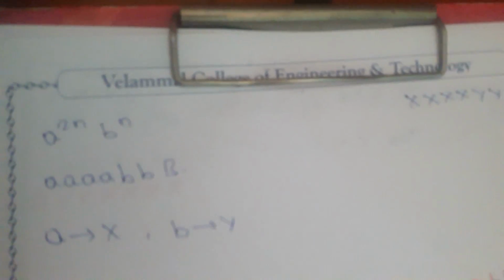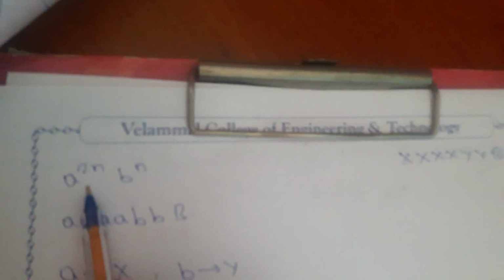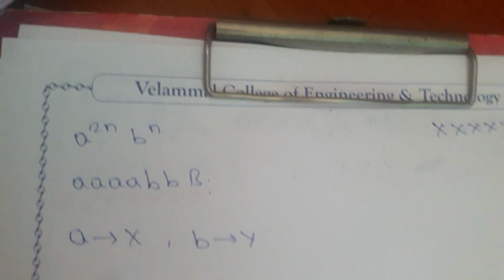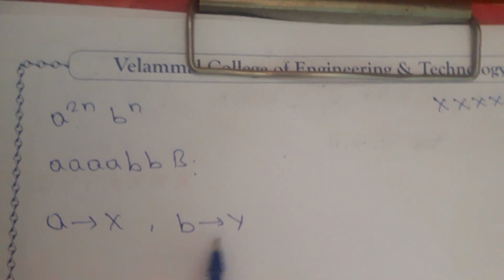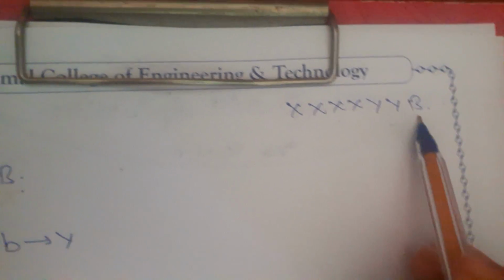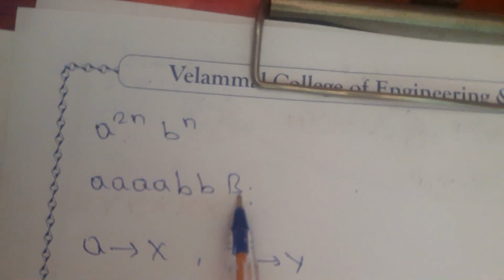Now let us develop a Turing machine for a^(2n) b^n. Let us consider just for an example n is equal to 2. Then there would be 4 a's and 2 b's followed by blank spaces. Now in our problem, let us convert a as x and b as y. So the final state we will be reaching is 4 x's and 2 y's as per the problem here.